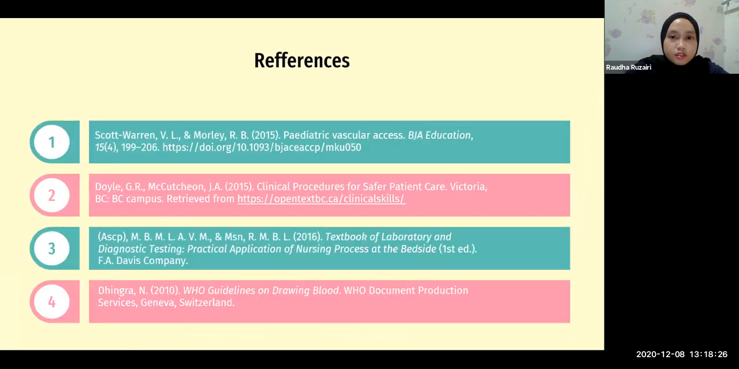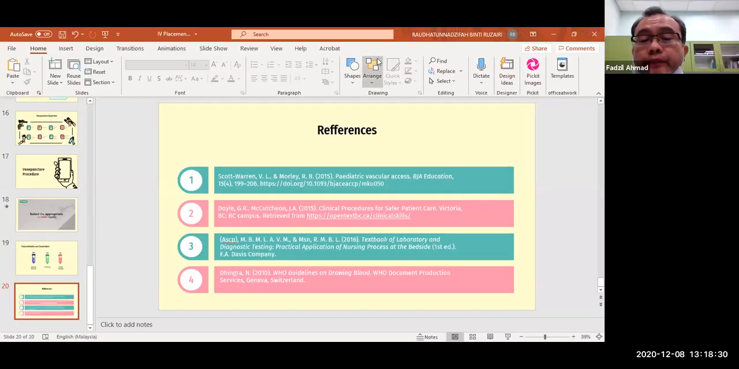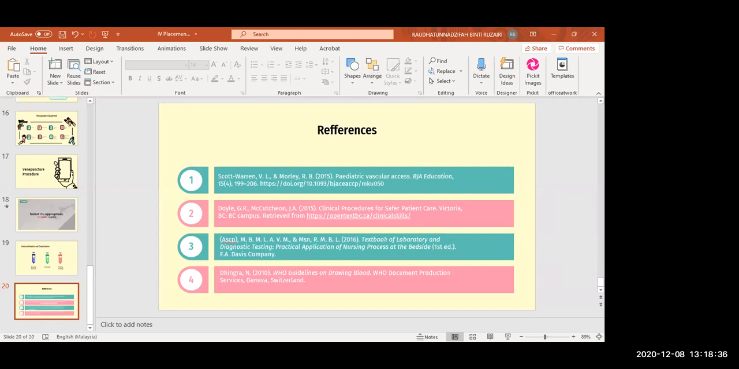This is my references. Okay, any question? No question, okay. Another one is the IV line is called infection. Yeah. Vasculitis. Okay, finish.